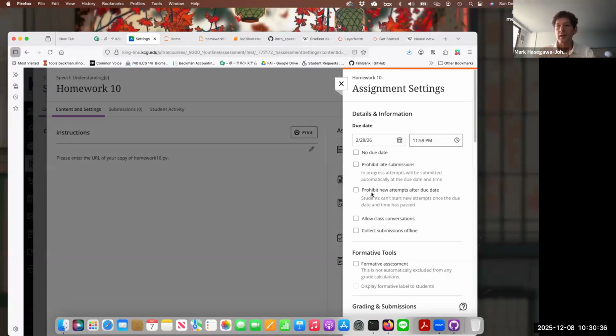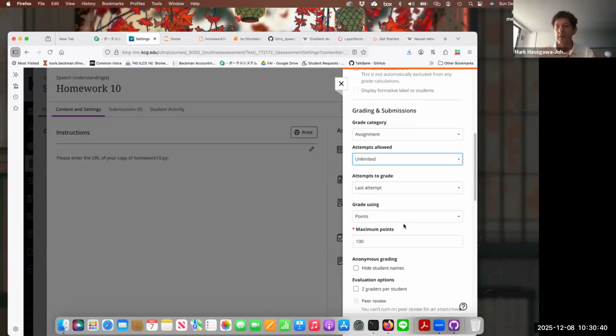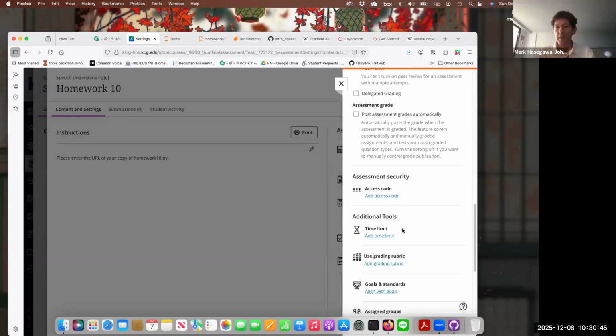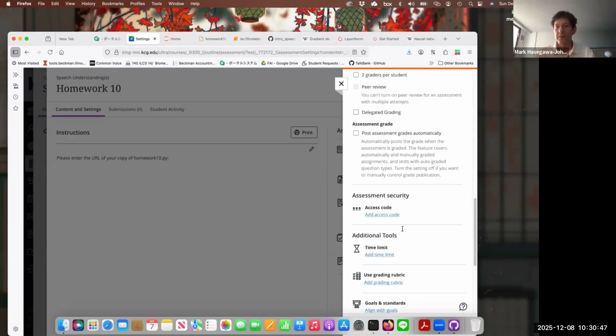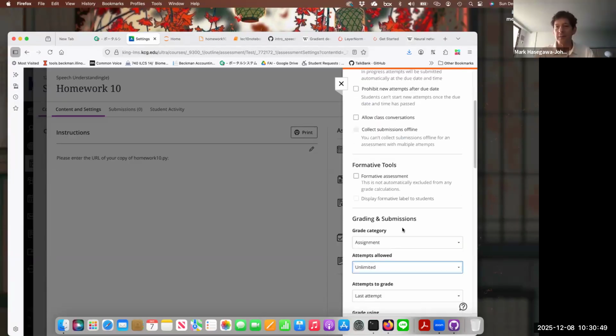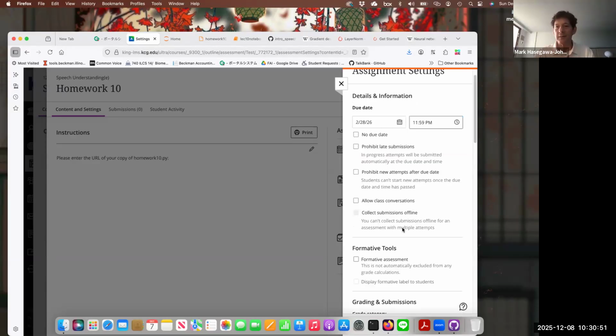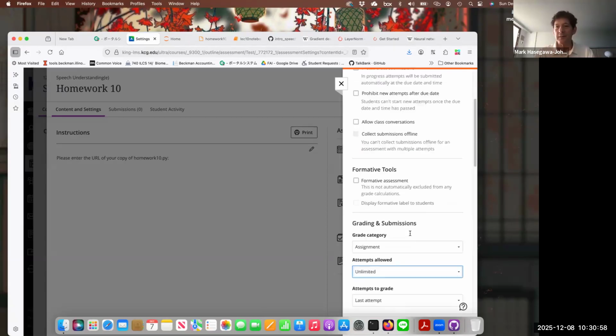There should be a button here to allow me to enter these settings. Attempts, last attempt, points 100. No, I don't want to cancel without saving. I want to save that. I wonder if it's hidden off. Oh, there it is. There's the save button.